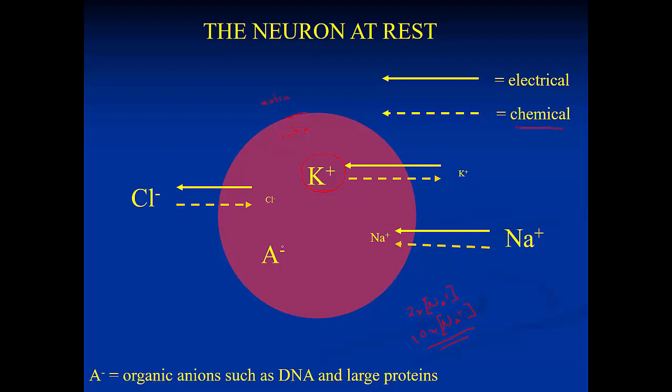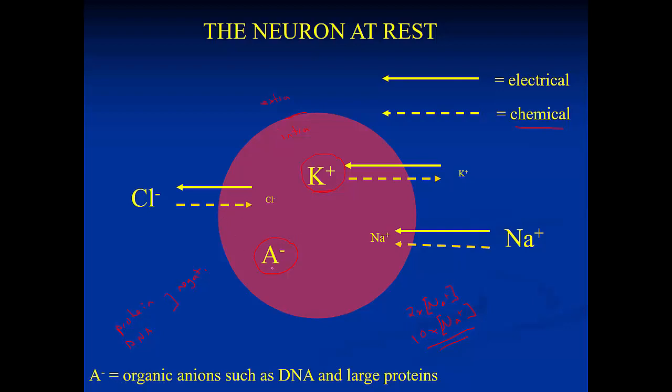Now, you see this A minus. This stands for organic anions. An anion is just any negatively charged substance. When you look at things like protein, DNA, lots and lots of other things, all of these are going to have a slightly negative charge. That's just the way it works out. Those things never move in and out of the cell. So these huge molecules, these huge proteins, the DNA, things that stay in the cell, are going to give a slightly overall negative charge to the inside of the cell.